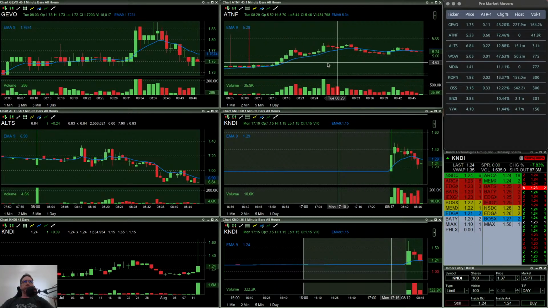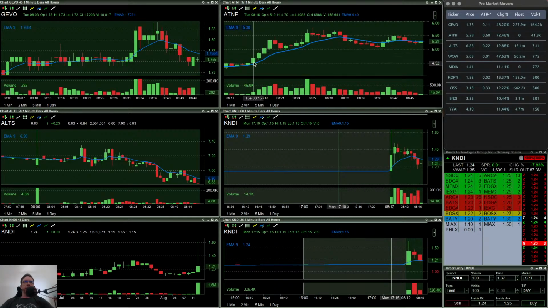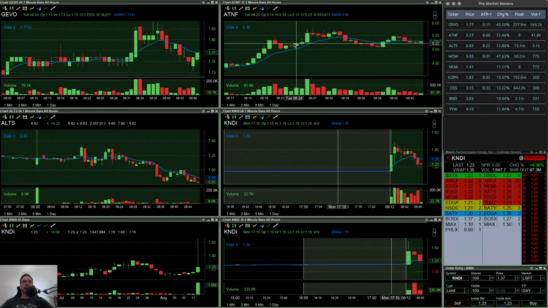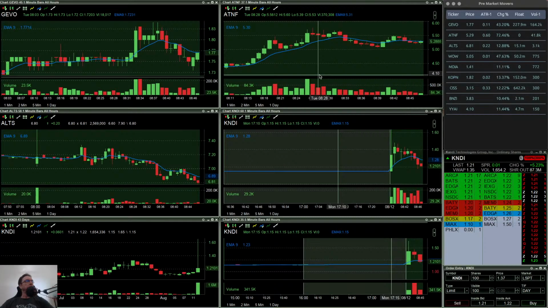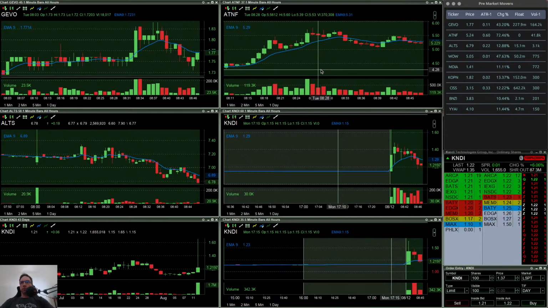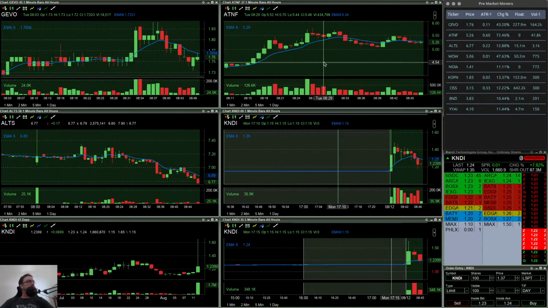The good trade on AT&F was right here. We had a nice little run up and then we had a pullback. Could have gotten in on the break of that bar right there. The only bad thing is on this pullback the volume's kind of high. And look what happened. We kind of dumped down. We ain't going nowhere. Got to look at the volume, not just the price.